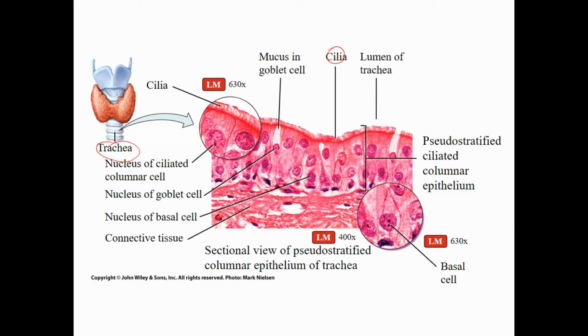And because it contains cilia, we would say that it is pseudostratified ciliated columnar epithelium, my favorite epithelial tissue to say, just because it flows right off the tongue. Pseudostratified ciliated columnar epithelium. You know you want to try it.